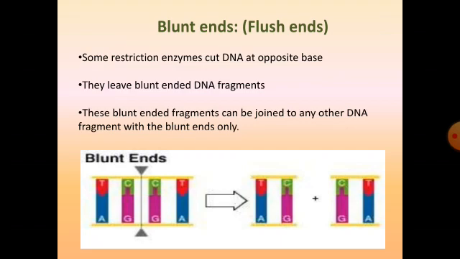If the restriction enzyme cuts the DNA strands, we can get two types of products. First one is blunt end type, second one is sticky end type. Blunt end means some restriction enzymes cut DNA at opposite bases. They leave blunt-ended DNA fragments. These blunt-ended DNA fragments can be joined to other DNA fragments with blunt ends only. This diagram shows the restriction enzyme cutting opposite bases, and we get two blunt-ended fragments.